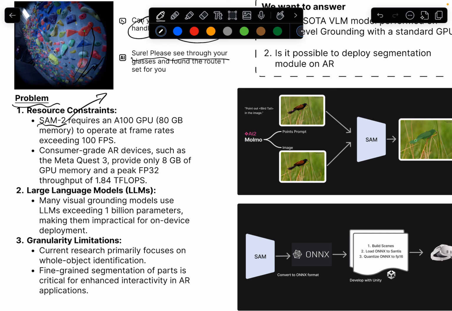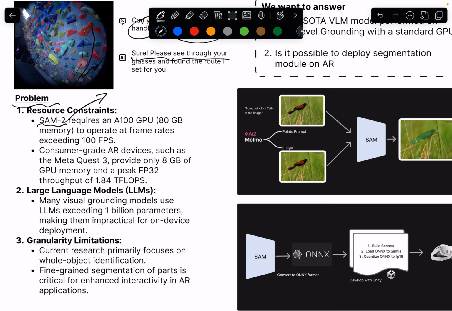However, in our consumer grade AR devices, we only have 8 gigabytes of memory. That's 10 times less memory than SAM2. And we only have 1.84 TFLOPS, which is also around 10 times less than an A100. A visual grounding model also includes very strong large language models, with over 1 billion parameters, to also be deployed to AR devices, which is very hard and not feasible right now.